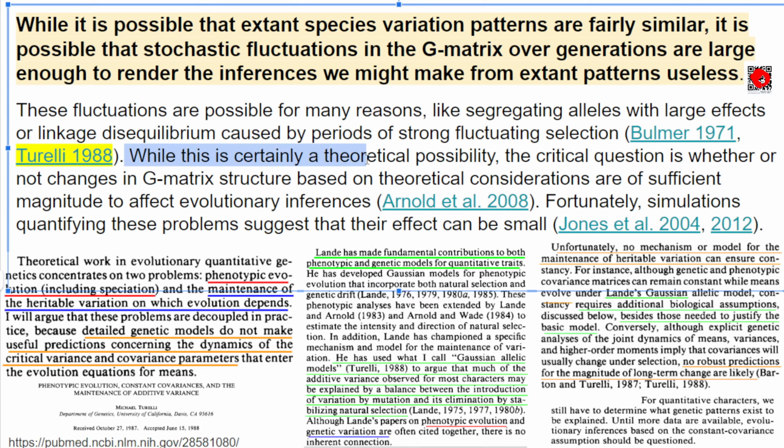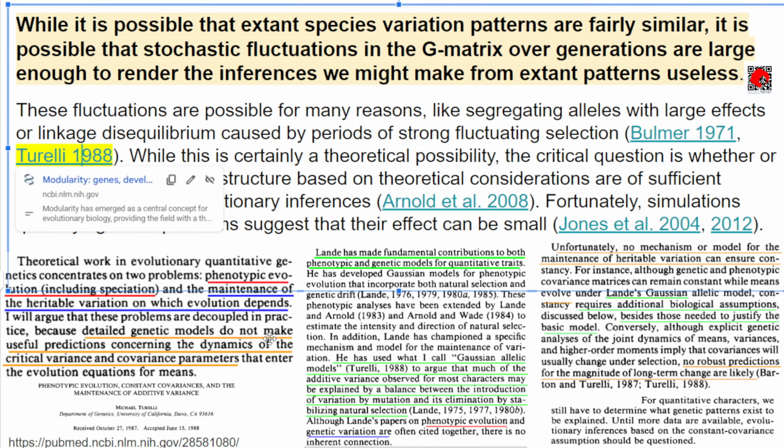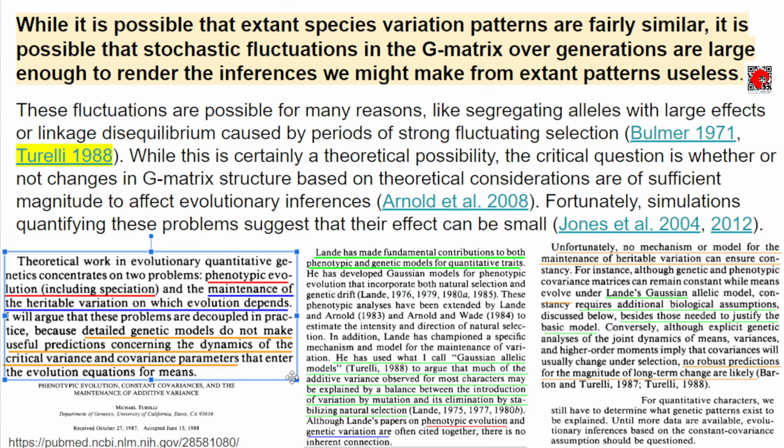While this is certainly a theoretical possibility, the critical question is whether or not changes in G-matrix structure based on theoretical considerations are of sufficient magnitude to affect evolutionary inferences. So I wanted to just highlight Turelli, 1988, as a professor who I worked with at University of California, Davis. I just wanted to highlight this earlier classical Turelli paper, baseball cards, as he referred to the printed papers. So these are like NFT's version of that.